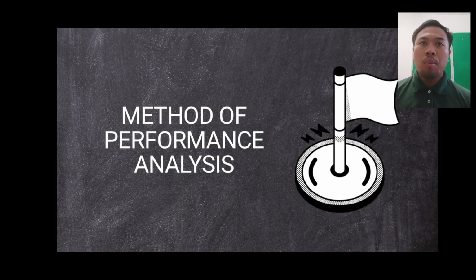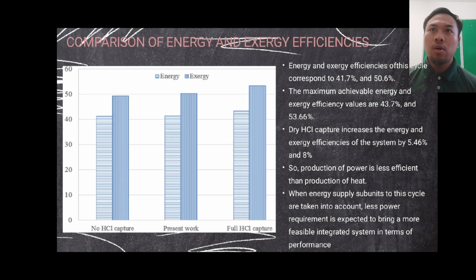Now I will present about method of performance analysis. First, we go to comparison of energy and exergy efficiency. Energy and exergy efficiency of this cycle correspond to 41.7% and 50.6%. For the full HCl capture, we get the energy and exergy efficiency value are 43.7% and 53.66%. So from this graph also, we can see when full HCl capture for this nuclear power plant, it will get more higher energy and exergy than no HCl capture.